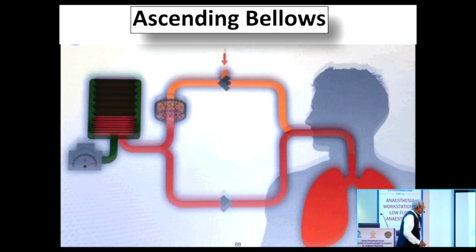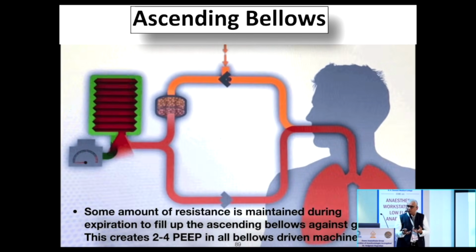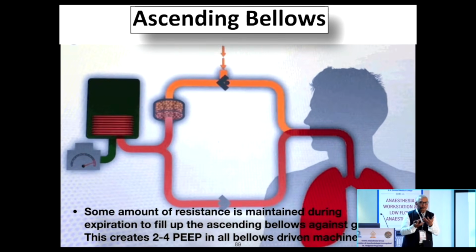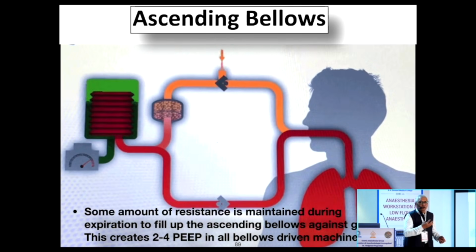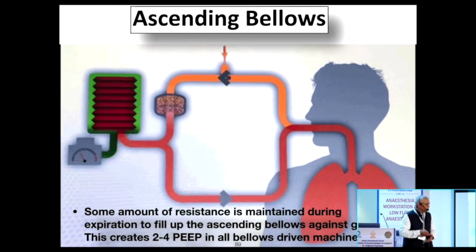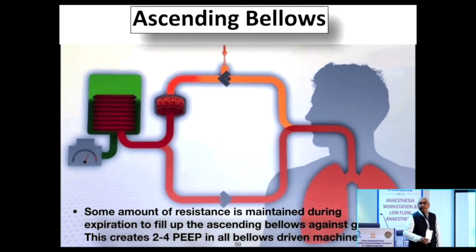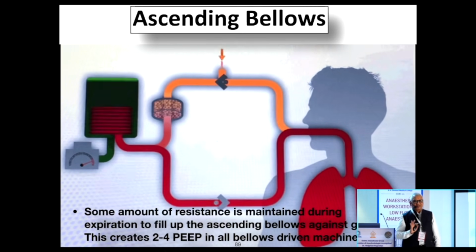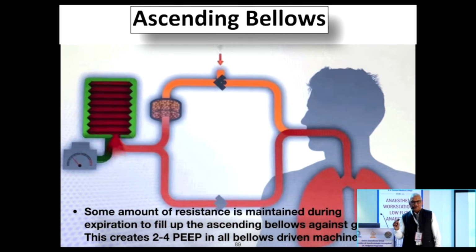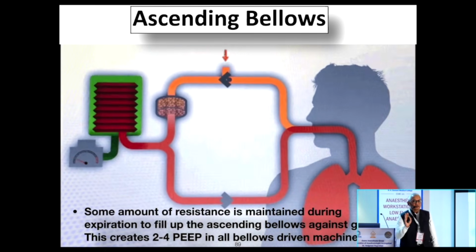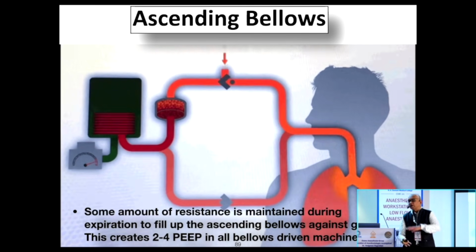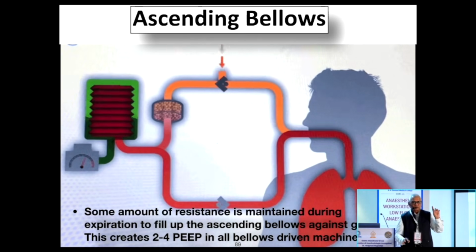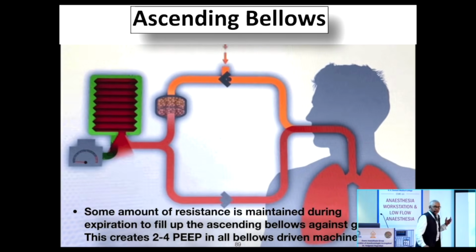Now here is an issue. When you have to fill up the bellow against gravity, it requires some resistance. If there is no resistance, everything will start going out. It will not refill. So a resistance is created, and that is how in all bellows machines you will see a small amount of PEEP, even if you have not set it. 2 to 4 centimeters of PEEP is there in all bellows machines to fill up the bellow. You did not set it, but it still shows on your screen. This is to fill up the bellow.